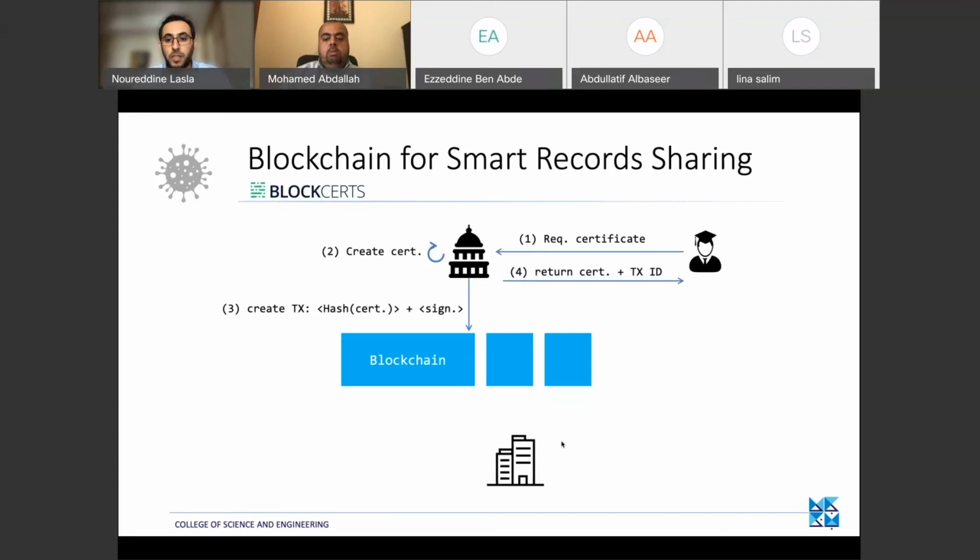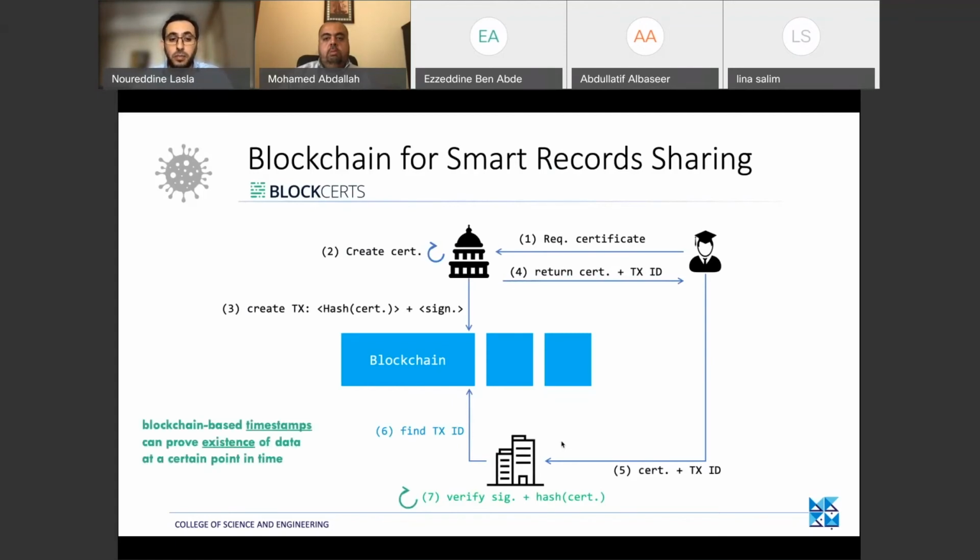Then it will provide back to the student the digital certificate as well as the ID of the transaction recorded in the blockchain. So now when the student wants to join a company for work, he can just provide this digital certificate plus the transaction ID, or the ID of the record in the blockchain. Now the company can just fetch the record from the blockchain and make a simple comparison between the provided digital certificate and the certificate which is recorded in the blockchain.